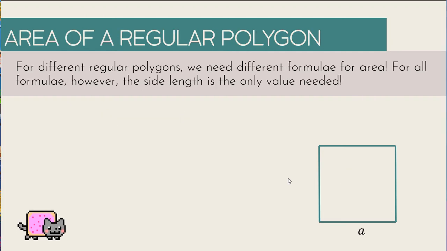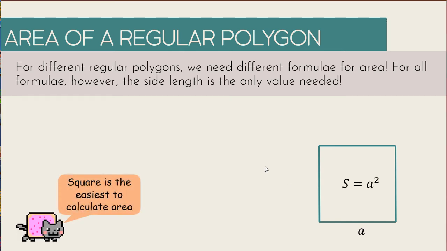Have you mastered the perimeter of regular polygons? Alright, now we will discuss more about the area of regular polygons. When it comes to area, things are a little bit trickier because different regular polygons need different formulae for area. For all formulae, however, the side length is the only value needed. We only need to know the side length and then we can calculate the perimeter and the area of any polygon.